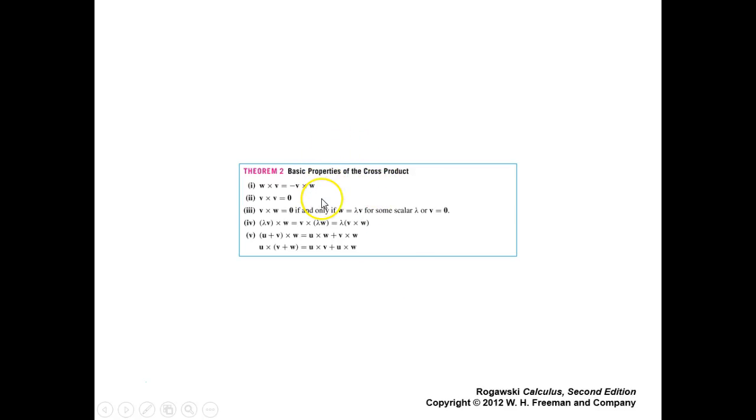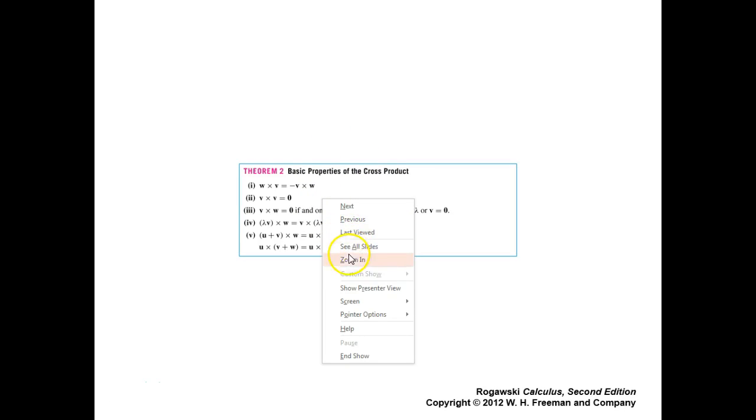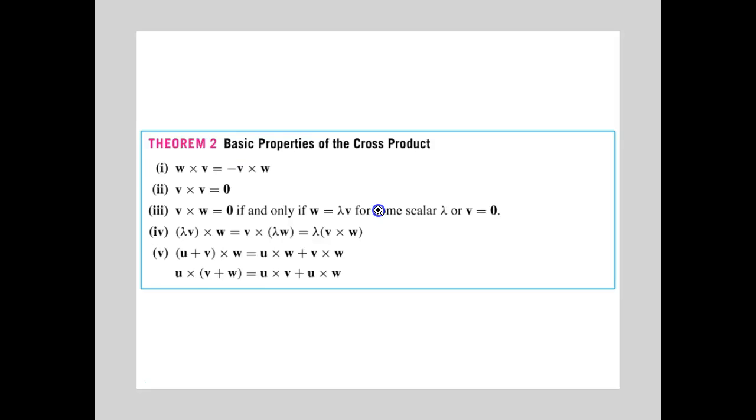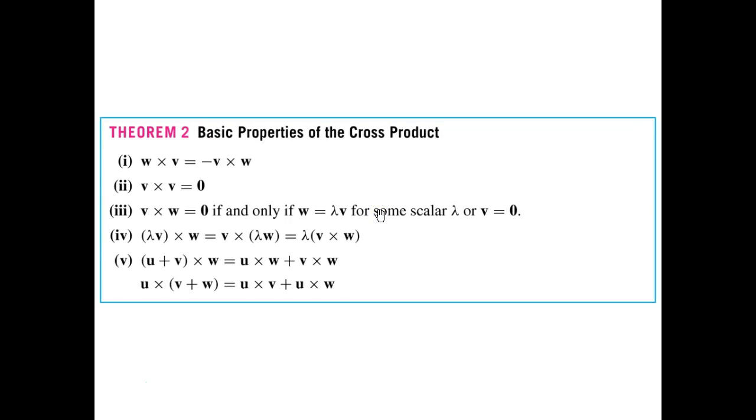All right, that leads to the basic properties of cross product. Top of page 656. Cross products are not commutative, they're anti-commutative. They're exactly opposite each other. V cross W is exactly the negative of W cross V and vice versa. And, as we just said, V cross itself, or anything parallel to itself, is 0.